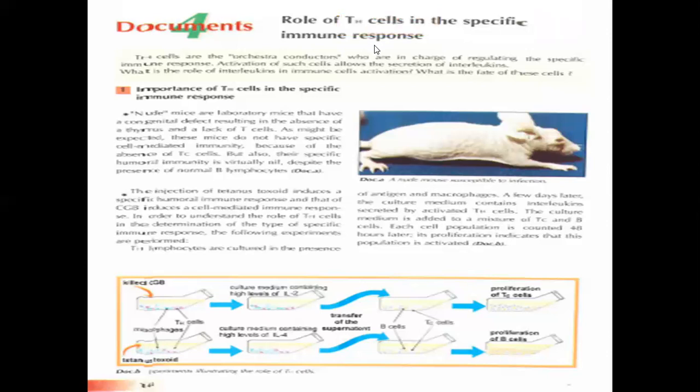In the first tube, we put the killed BCG, which induces a cell-mediated immune response. Then we have culture medium containing a high level of interleukin 2. We transfer the supernatant into another tube, so we have T cytotoxic cells and B cells. At the end, we have proliferation of the T cytotoxic cells. So interleukin 2 proliferates the TC cells, the T cytotoxic.